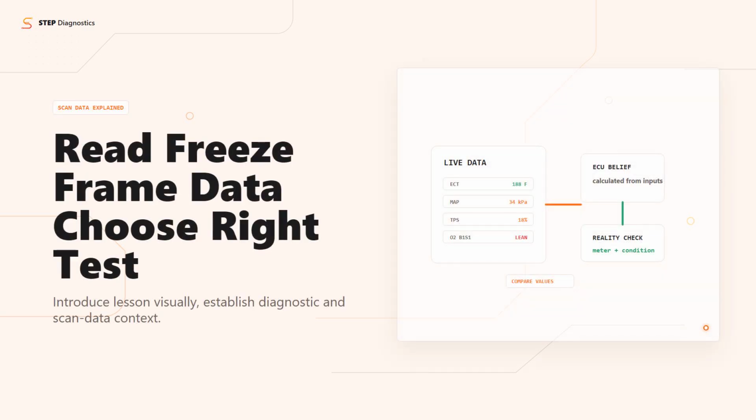Knowing how to interpret freeze frame data can help you diagnose electrical and sensor faults much more efficiently. Let's see how to read freeze frame snapshots the right way and how to avoid the most common mistakes.